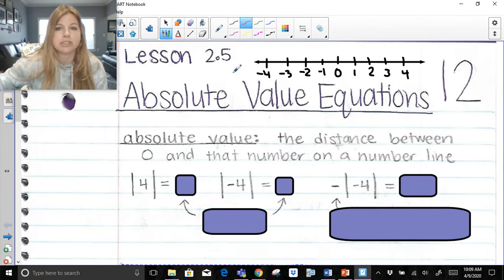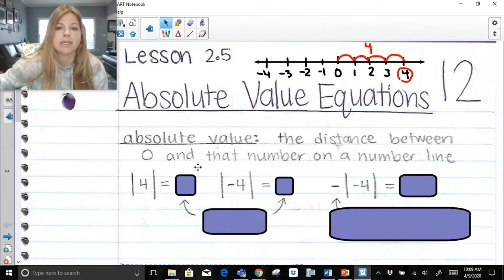So here, if I said to you, what's the absolute value of 4? Well, really what that's saying is, look at 4, and how many units away from 0 on a number line is 4? It's 1, 2, 3, 4. So the absolute value of 4 is 4.